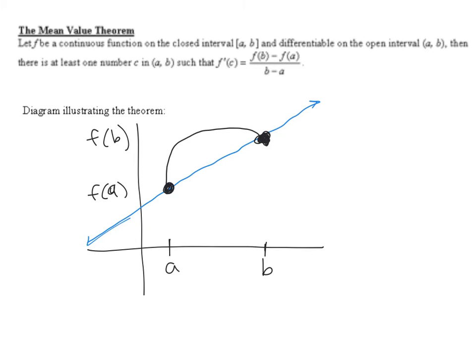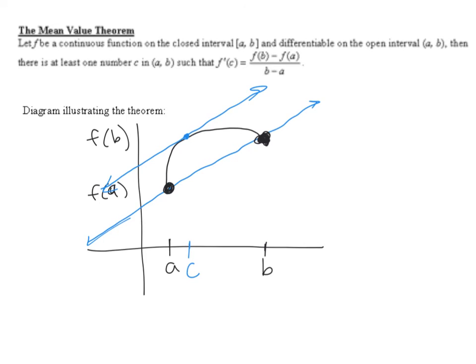Now you notice it's different from Rolle's because f of a does not equal f of b. So Rolle's is a specific case of the MVT. Okay, so what this is saying is that there is some c in here where the slope of the tangent line is equal to the slope of the secant line, and this is c. So this is our diagram illustrating what this looks like. The slope of the tangent line has to equal the slope of the secant line.